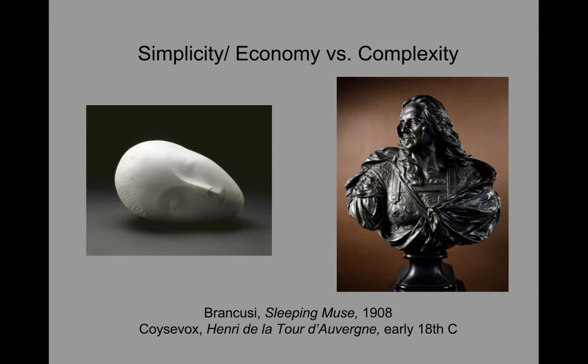Whereas on the right, the artist Koisovoy was trying to do a very specific portrait, and so he wanted to put in details of the armor and the hair and the face so that we could recognize the specific person and also have a sense of his heroism. So this image has a lot of complexity to it, a lot of detail and a lot of texture.